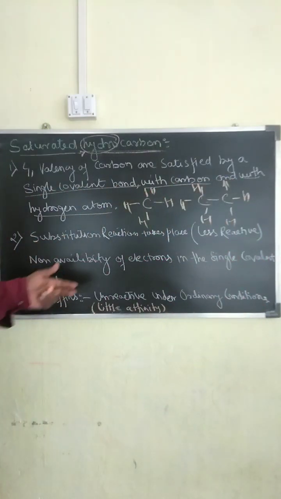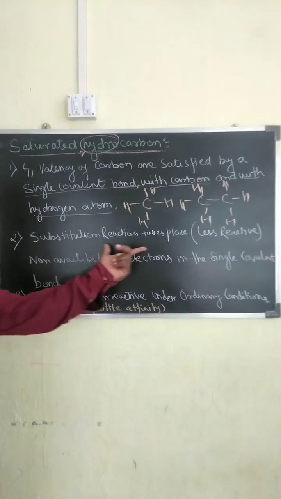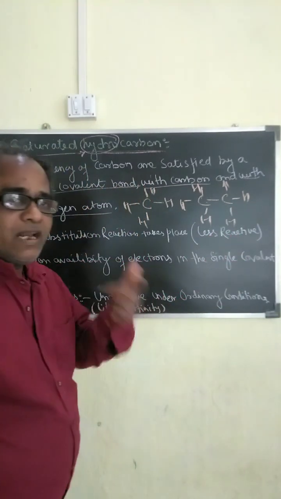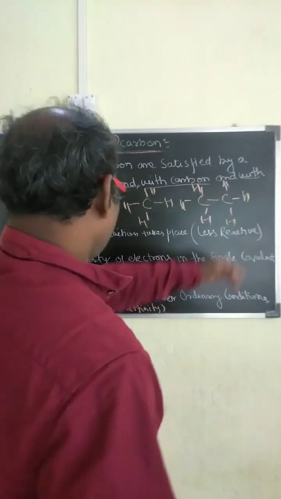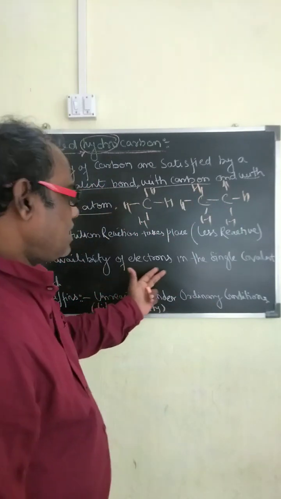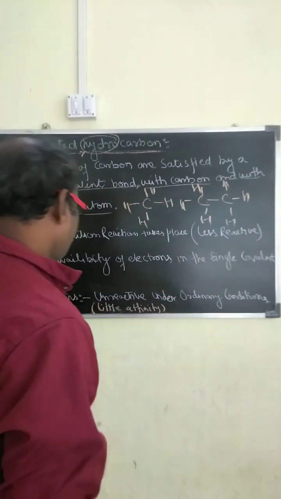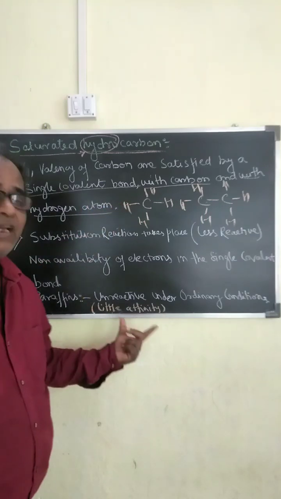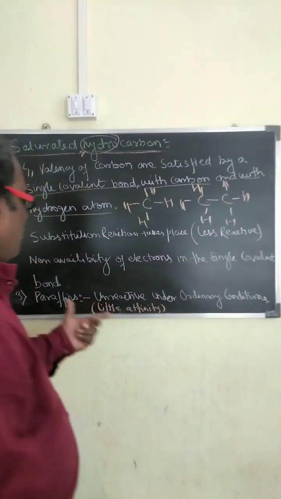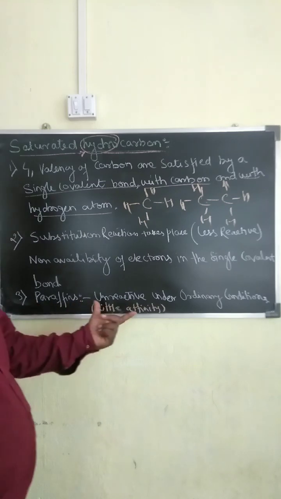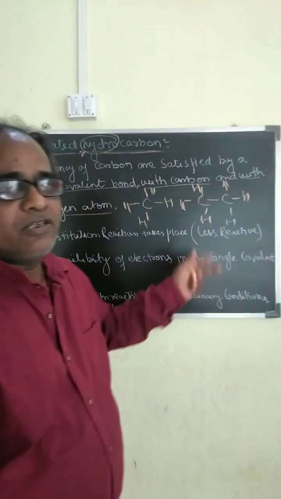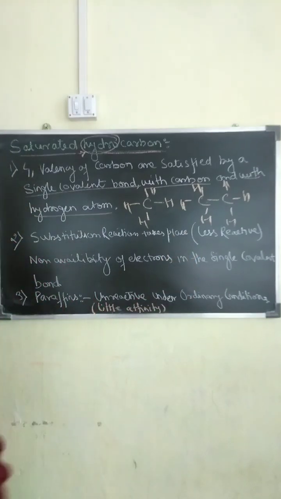Also, number 2 point, since substitution reaction takes place, they are very less reactive. Why are they less reactive? Because in the single covalent bond, there is a non-availability of electrons. And they are also called paraffins. Paraffins means having little affinity. So they are called paraffins because they are unreactive under ordinary conditions. So these reasons you must be knowing.